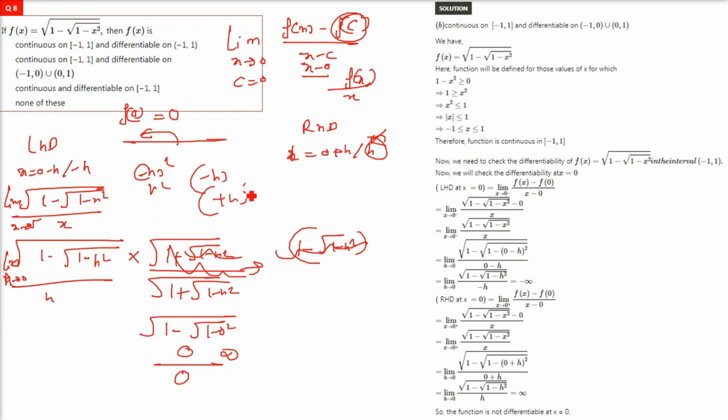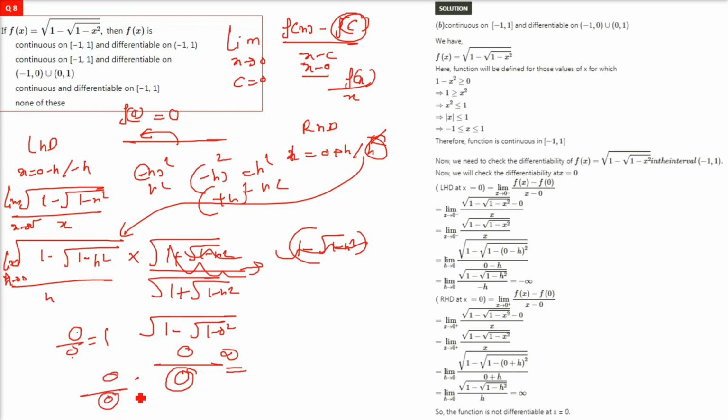Similarly, on the RHD also you will see, when you put h as plus h, almost the same result will come, because one time it is negative 0 by 0, one time it is plus 0 by 0. So it will be negative infinity and infinity. Infinity is not known to us; you cannot describe infinity. In Ramanujan series we have seen 0 by 0 is 1, but that is incorrect. In mathematics, 0 by 0 is undefined.